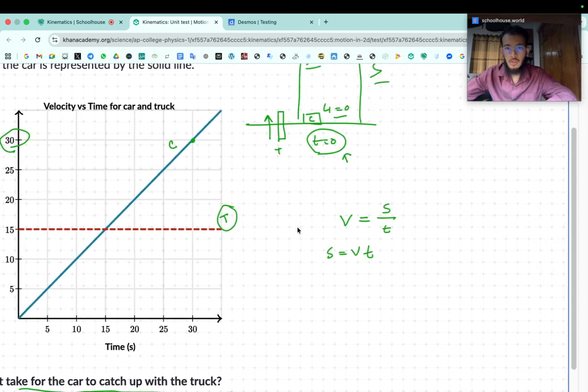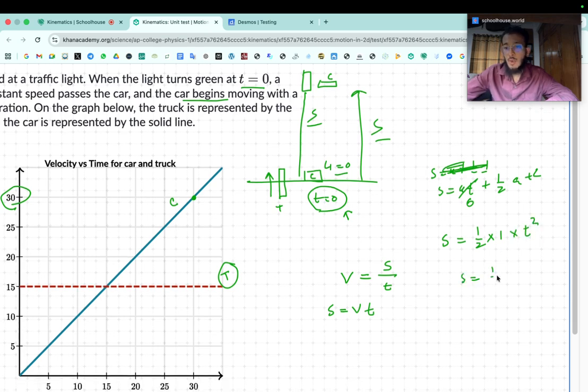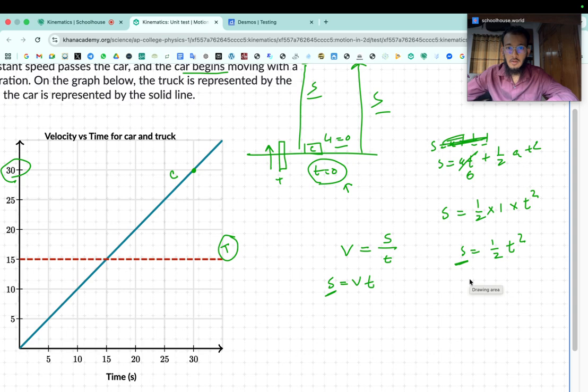So we can say s equals ut plus half at squared. Now the initial velocity is 0, so the entire first term becomes 0, so s equals half times acceleration, which is 1, times t squared. So basically s equals half t squared. And we equate the s here.